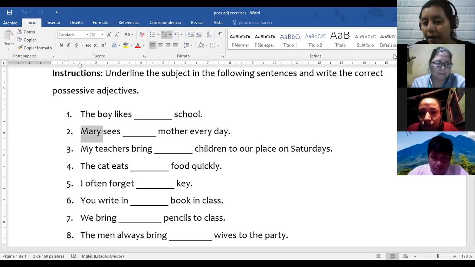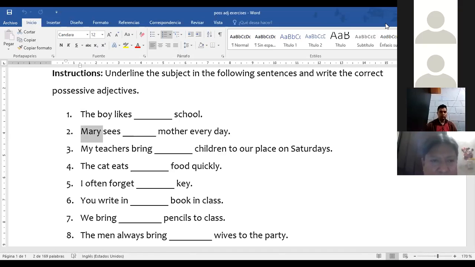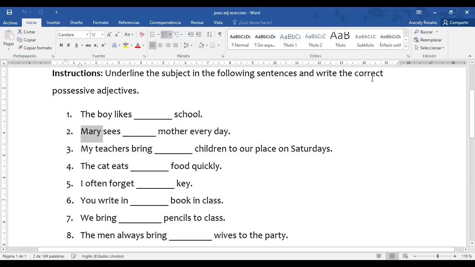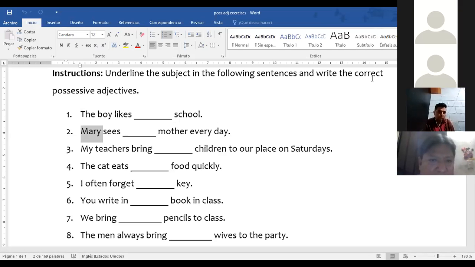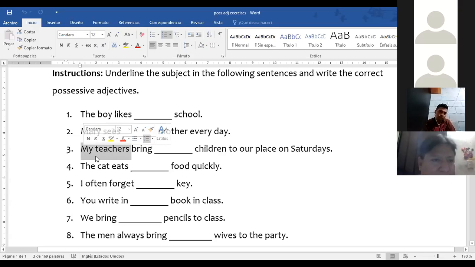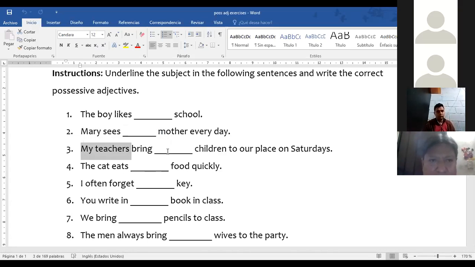Let's see. Number three. Gerardo. My teachers bring her children to our place on Saturday. Okay, teacher or teachers? Teachers. Okay, so am I talking about whom? They. Okay, excellent. I'm talking about them. So my teachers bring their children to our place on Saturday. So let's be careful. We need to identify the subject and we need to see if it is singular, plural, and if it is plural, we need to identify if we're talking about you, we, or they.